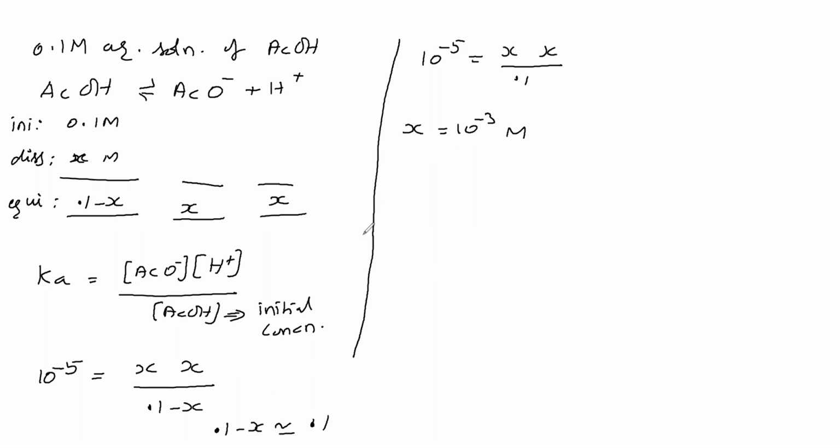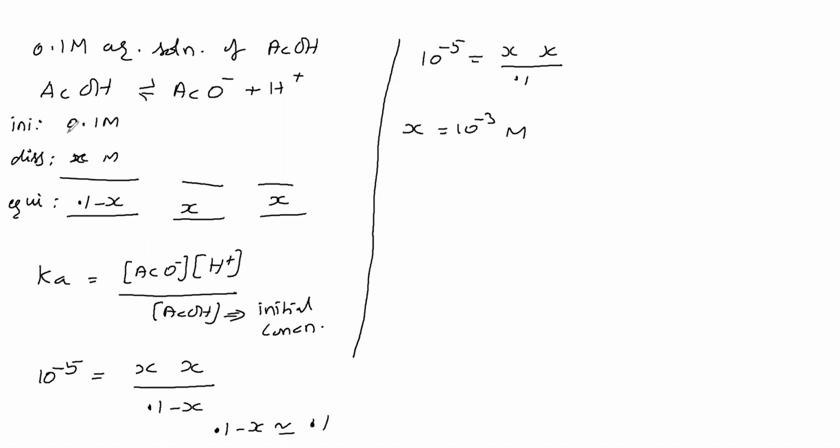Now, can we neglect this x always? That means, if the initial concentration of acetic acid is greater than 0.1, then what shall we do? Suppose we take it as 1 molar. If we take this initial concentration as 1 molar, then we cannot neglect x when compared to the initial concentration.